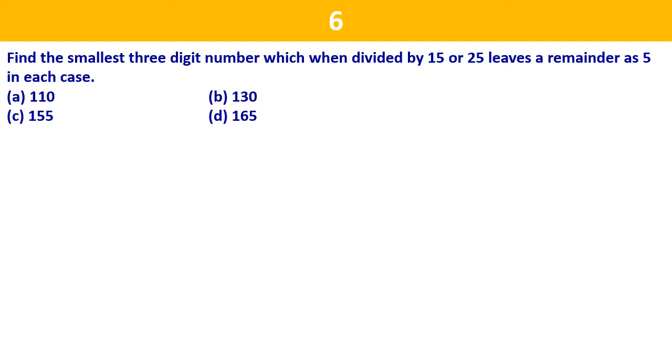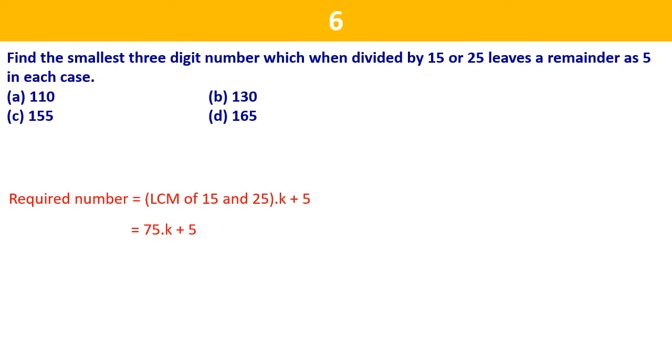Problem number 6. Find the smallest 3-digit number which when divided by 15 or 25 leaves a remainder of 5 in each case. Here the remainder is the same, so obviously this is an LCM model 1 question. So how can we solve this? We need to take the LCM of 15 and 25 and add the remainder to it. So LCM of 15 and 25 we know is 75, so the number is 75 into k plus 5.